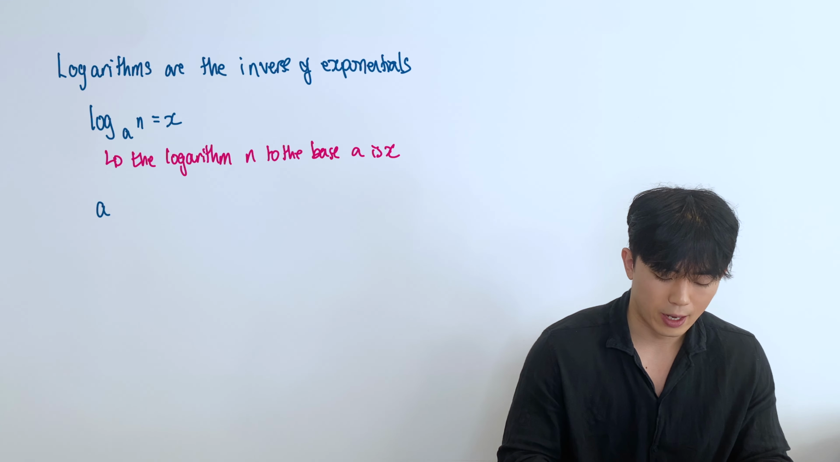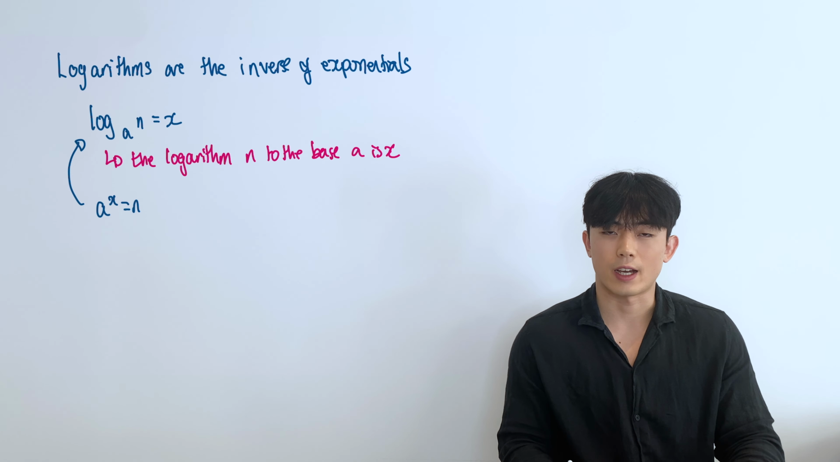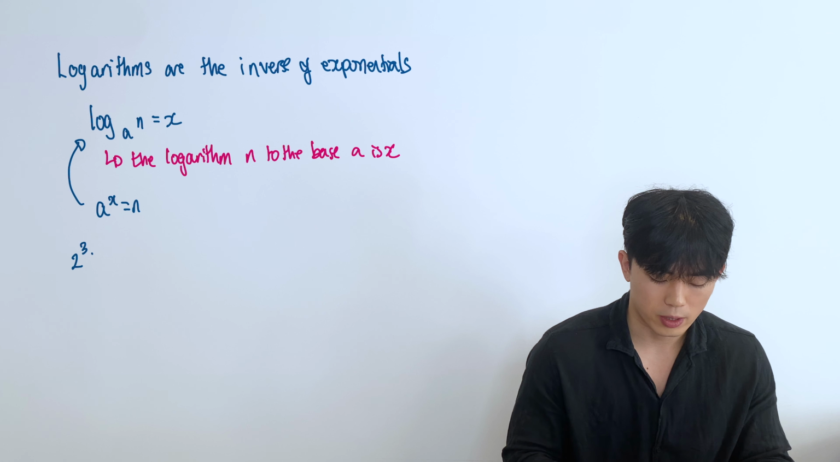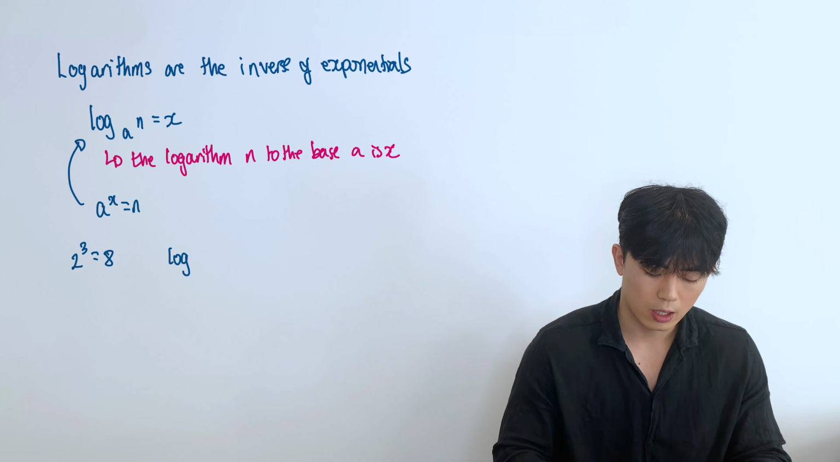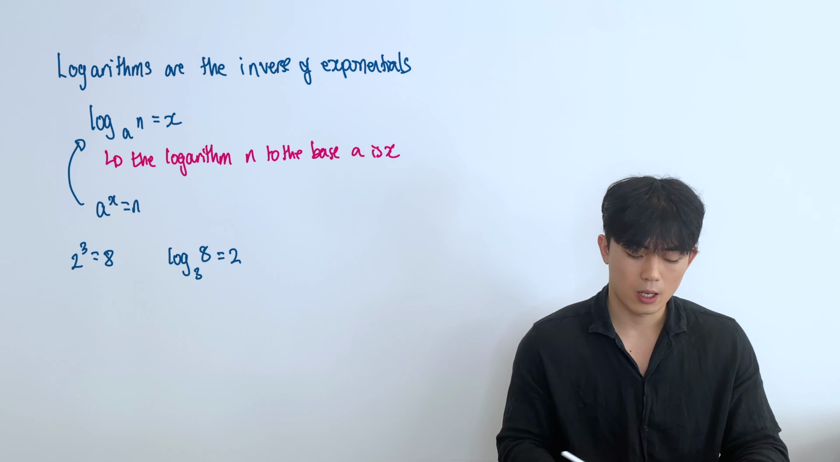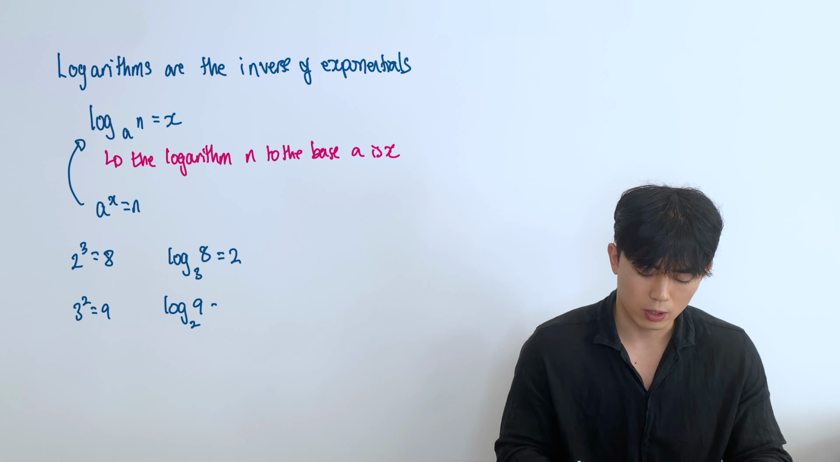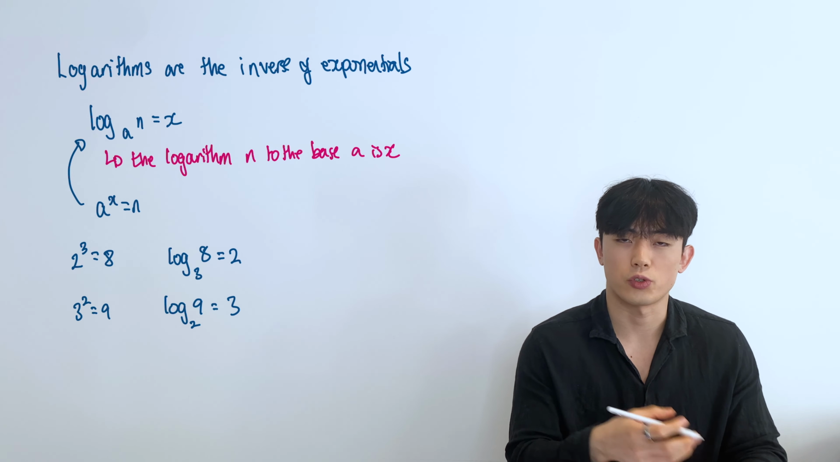So for example, if a to the x is equal to n, then I can rewrite it in this kind of form. So an example of this is, well, if we have maybe 2 cubed is 8. If I were to write this in log form, then I just write it as log 8 to the base 2 is equal to 3. Okay? Maybe you can say like 3 squared is 9. Then I say log 9 to the base 3 is equal to 2. Okay, so that's how you go about writing or converting from exponentials to logs.